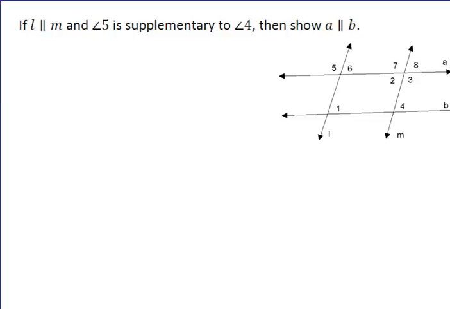The proof we're going to do this time is: if L is parallel to M, and angle 5 is supplementary to angle 4, then show that A is parallel to B. So we're trying to show that A is parallel to B on this problem.